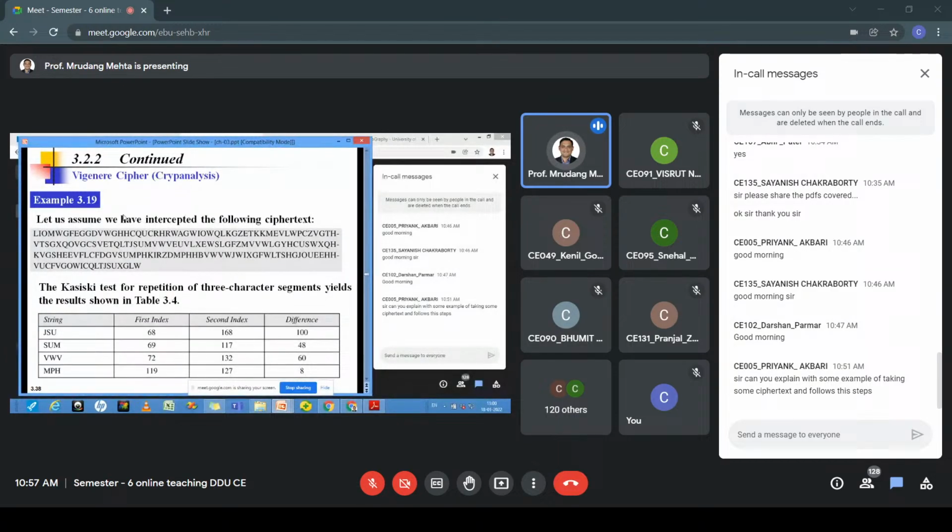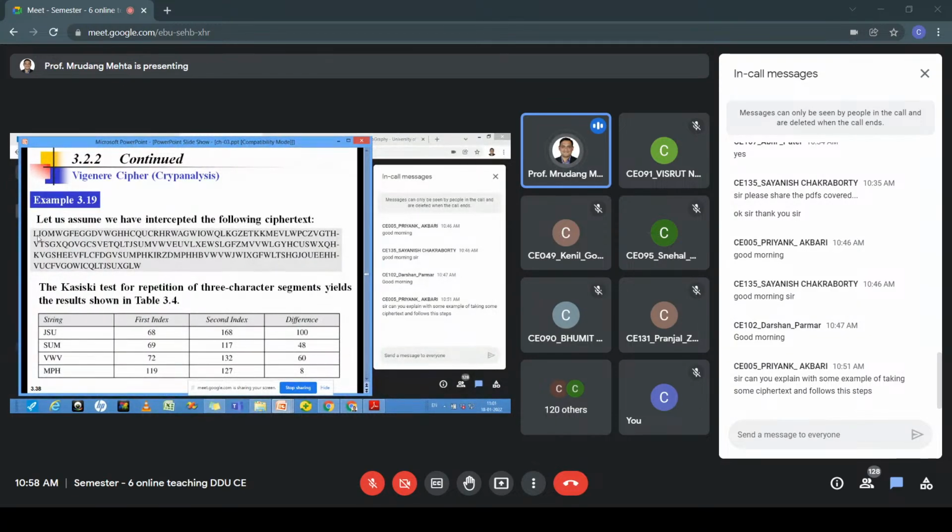Kaspersky test: what we have to find is a 3 character segment that is repeated. So we have to observe this text closely and find all those 3 character segments that are repeated. In this table, you can see that JSU is a 3 character word which is repeated. So what is the first index at which JSU is found?